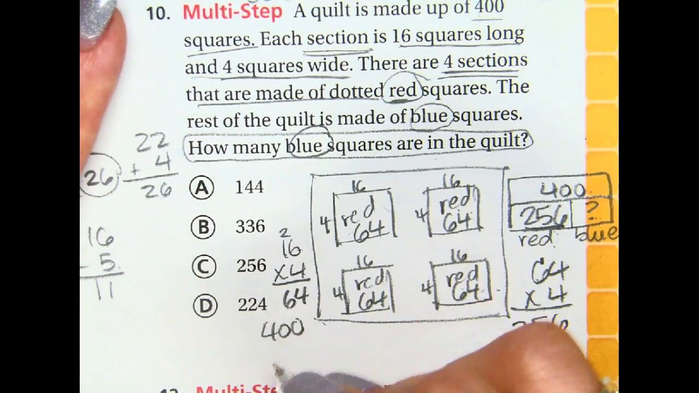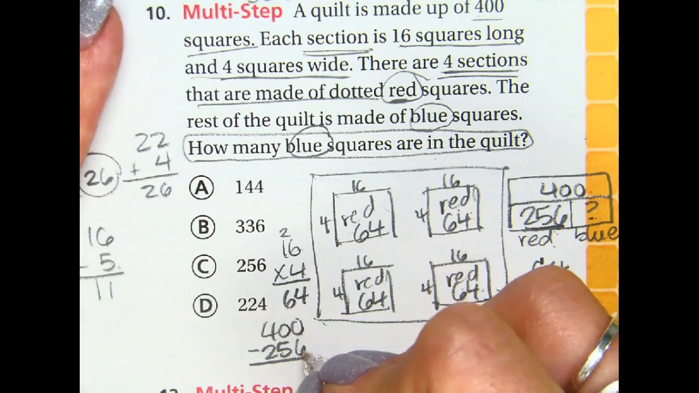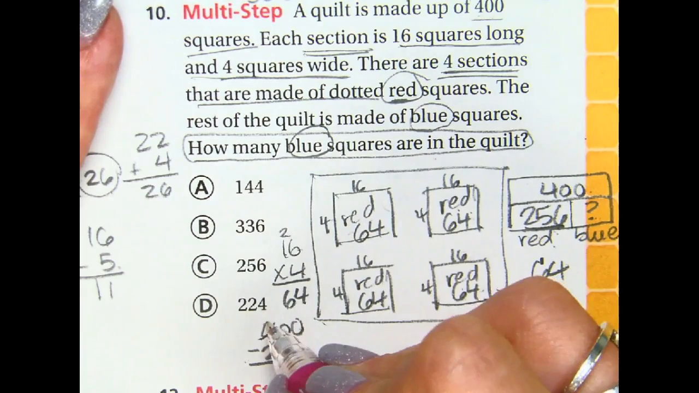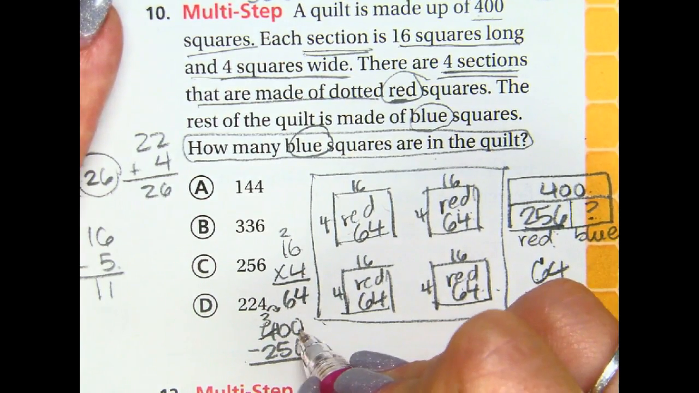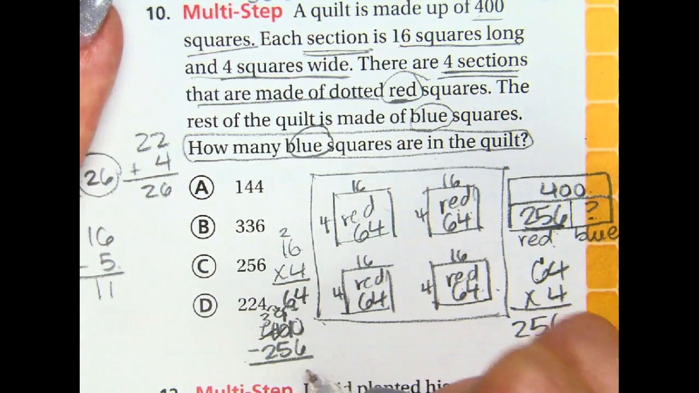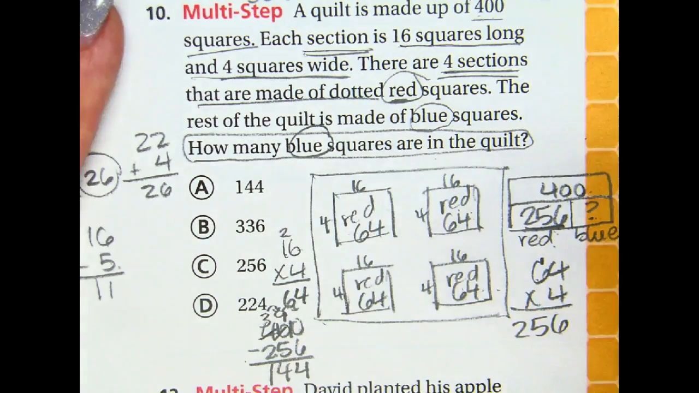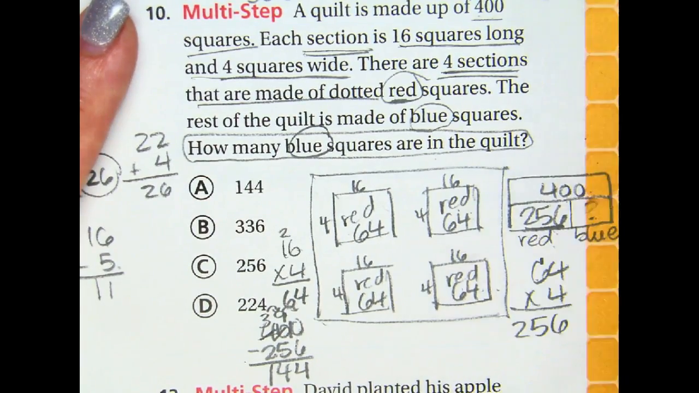So 400 minus 256. 0 minus 6, can't do it. Can we borrow from a 0? No. Can we borrow from a 4? Yes. So this is a 3. 10 come next door. Now we can let the ones place borrow. So that becomes a 9. 10 come next door. 10 minus 6 is 4. 9 minus 5 is 4. 3 minus 2 is 1. So 144 will replace our question mark. So 144 is our answer.